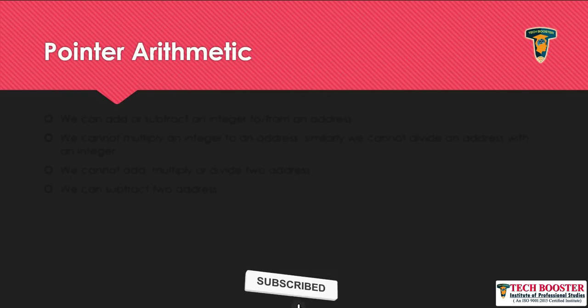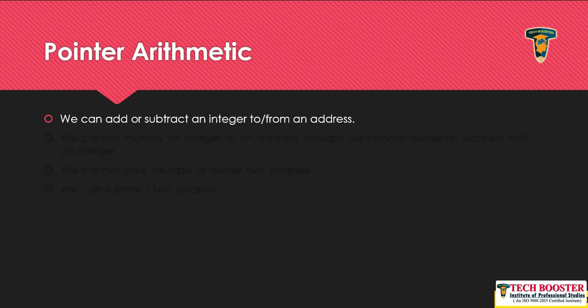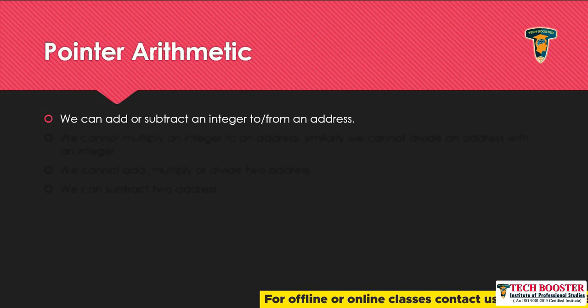So here in this video, what we'll see is what arithmetic operations are possible with our pointer. So what is a pointer? A pointer is a special type of variable which can store the address of another variable. Our first point is that we can add or subtract an integer to or from an address. A pointer is nothing but an address, so whenever we consider any integer, we can either add it to or subtract it from our address.